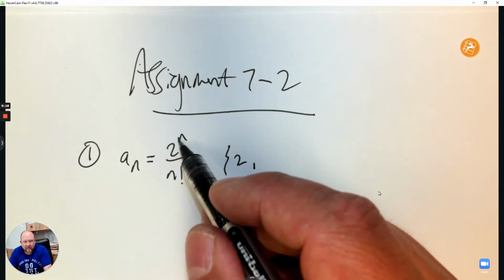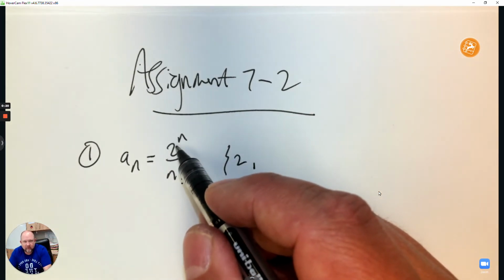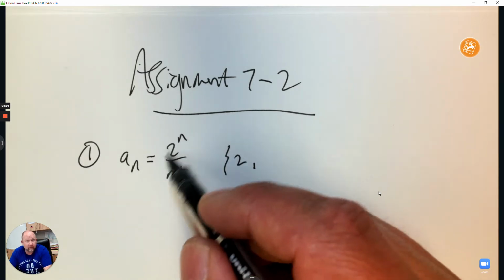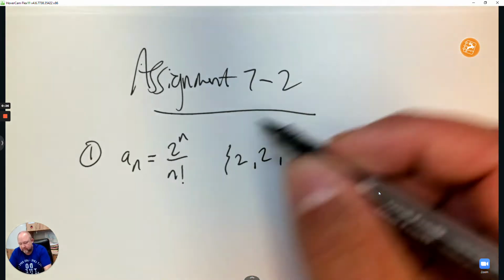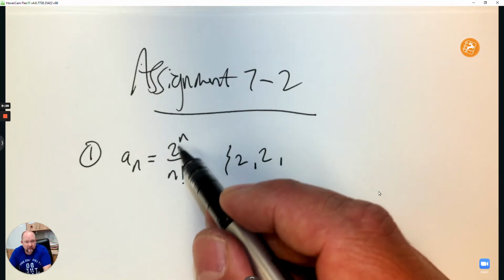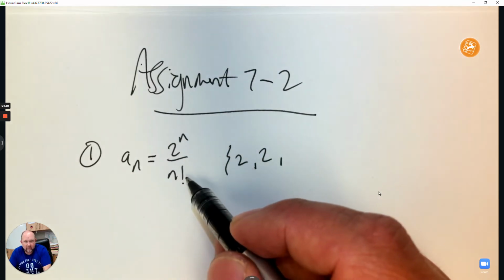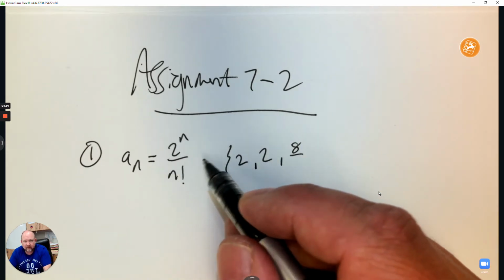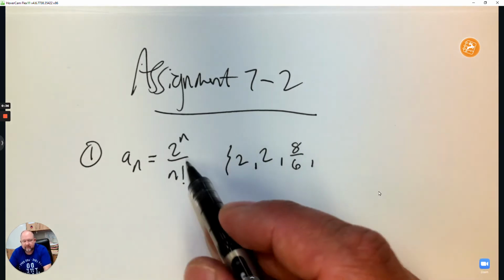Plug in 2, and then 2 squared is 4. 2 factorial means 2 times 1, so it's 4 divided by 2. Plug in 3, 2 to the 3 is 8. 3 factorial is 3 times 2 times 1. You don't have to simplify it.